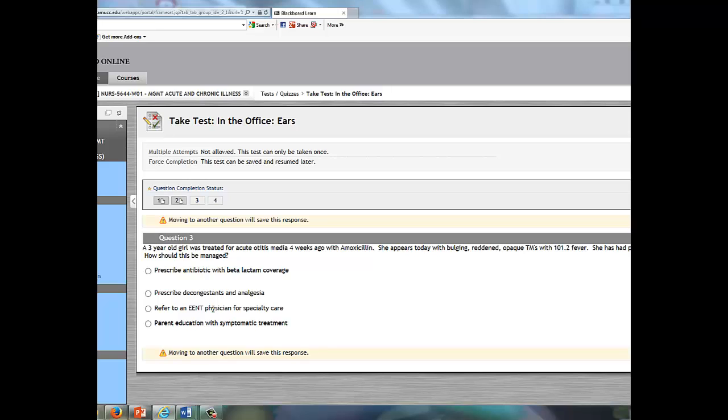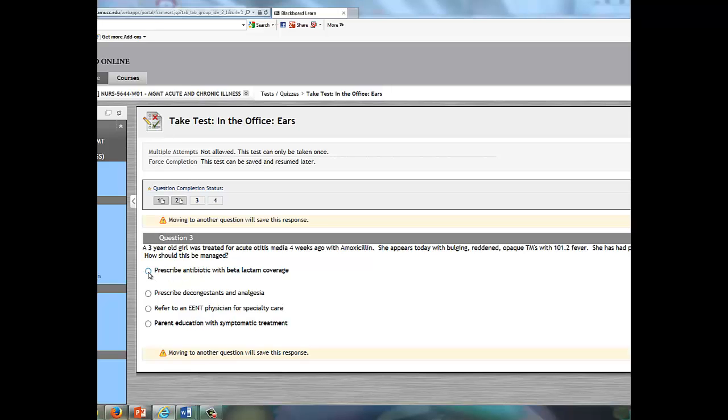Now, is this antibiotic failure, or is it a recurrent infection? I think the cutoff is 4 weeks, so this is probably a recurrent infection. And parent education with symptomatic treatment. No, I'm not going to just treat her symptoms. I'm going to give her another antibiotic because she's ill. Now, it could be this one. I'm not sure that she is considered a recurrent infection yet. I mean, a chronic infection yet.